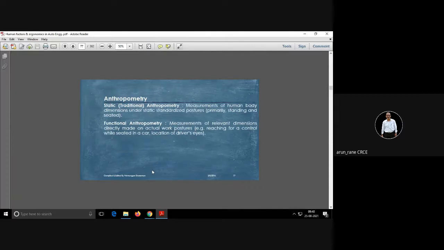Now anthropometry is classified under two categories, that is static or traditional and functional. Static is measurements of the human body dimensions under static standardized postures. So basically it is standing and seated. In functional anthropometry, it is measurements of relevant dimensions directly made on actual work poses. That is when he is actually doing the work. Like when the time study is done, that is when he actually performs the work. So functional anthropometry means when he is actually performing the work.